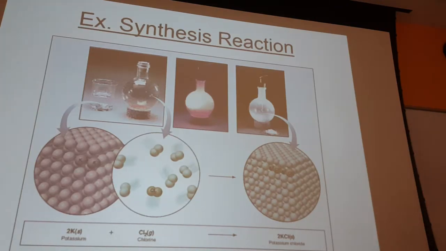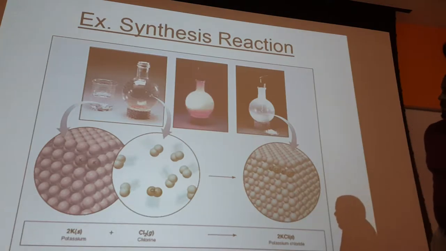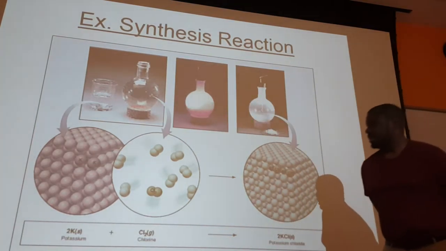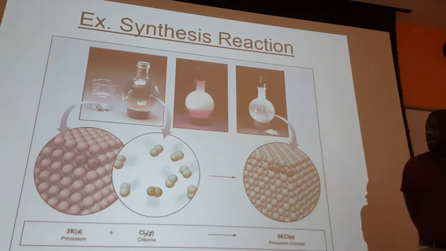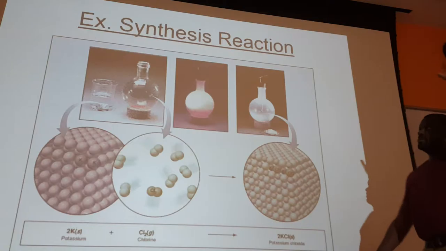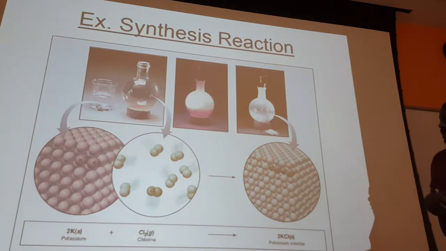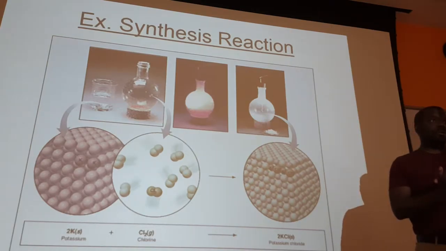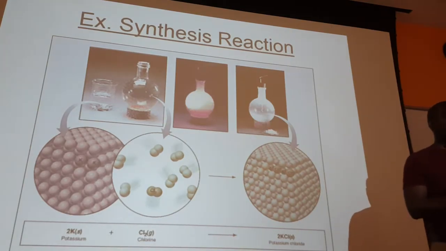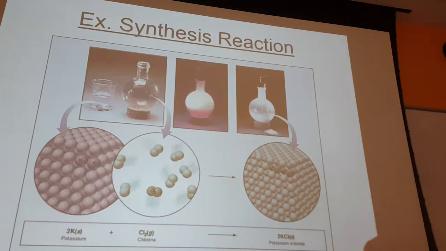So this is an example of a synthesis reaction. They've got potassium and chlorine. Potassium tends to be on the left-hand side of the periodic table, and chlorine tends to be on the right, so they tend to like each other. The ion exchange. Potassium binds to chlorine. Potassium is a plus one because you go by your group number. Potassium is group number one, and chlorine is group number seven, so it's going to be a positive one and a negative one.